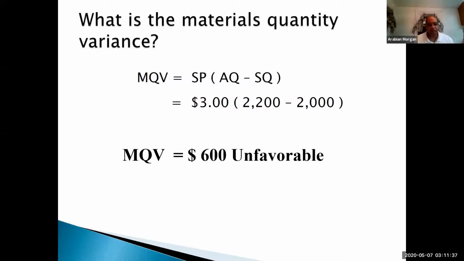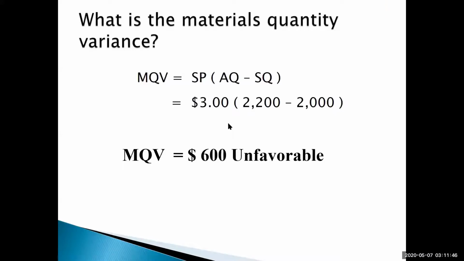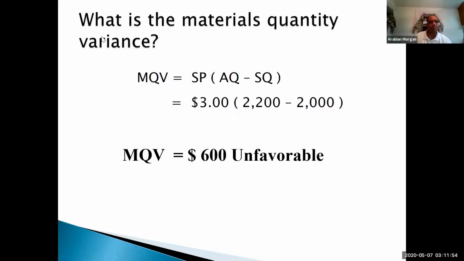So our material quantity variance is going to be unfavorable. Questions on this, please? All right. Good.